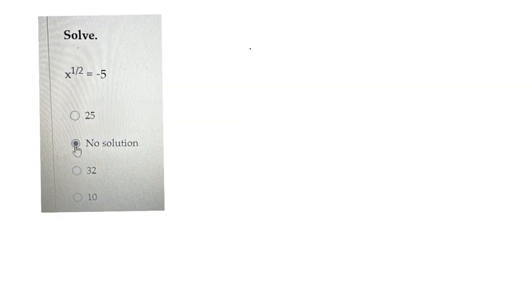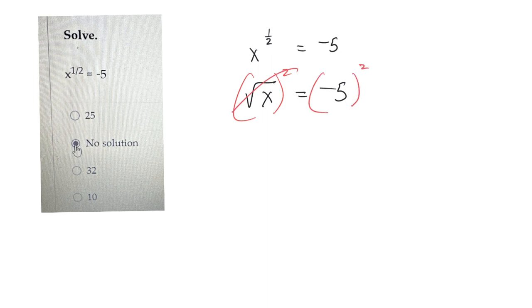Here's another question. X to the 1/2 equals negative 5. Okay, to solve this, yeah, it might be a no solution question. Anyway, x to the 1/2 is the same thing as the square root of x. So if I have the square root of x is equal to negative 5, I can square this side. That'll cancel that, and I can square this side. So I'll get x is equal to minus 5 squared, which is 25.